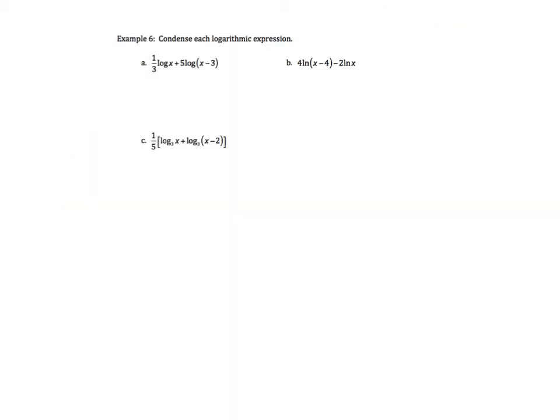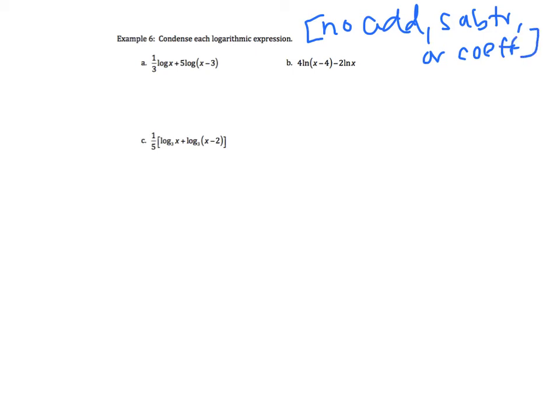So condensing is just going the other direction from expanding, which means that we want to be left with no addition, subtraction, or coefficients when we're done. So what I like to do is I just like to take and write a single log out front because I know that's all I'm going to wind up with in the end.